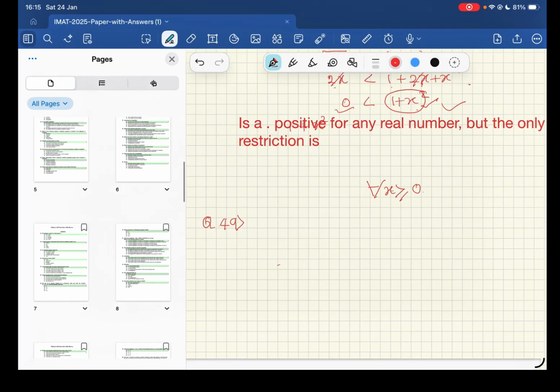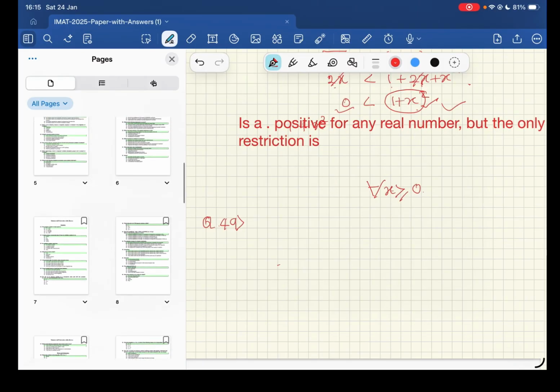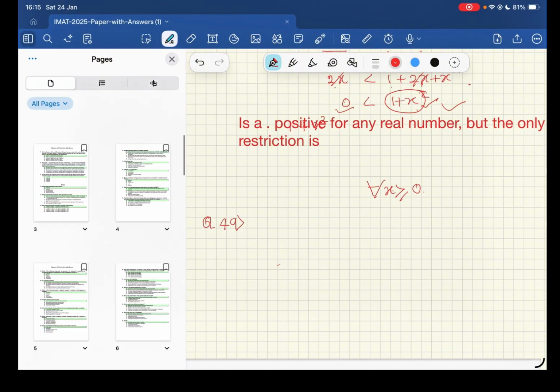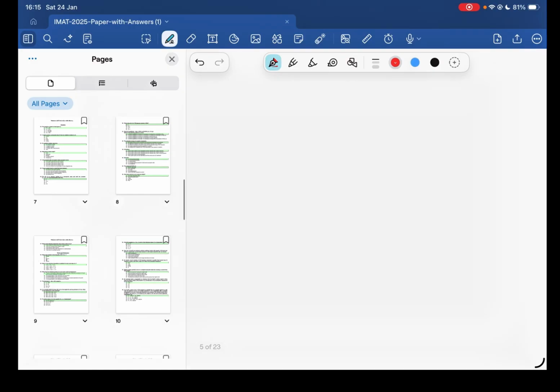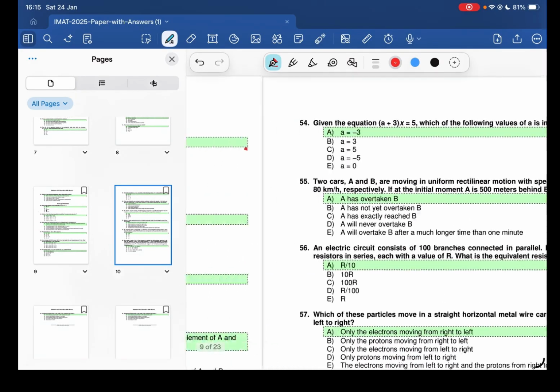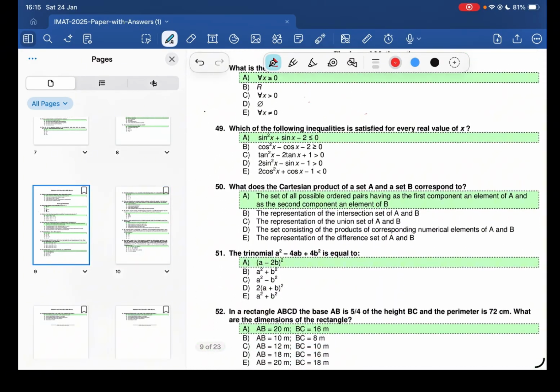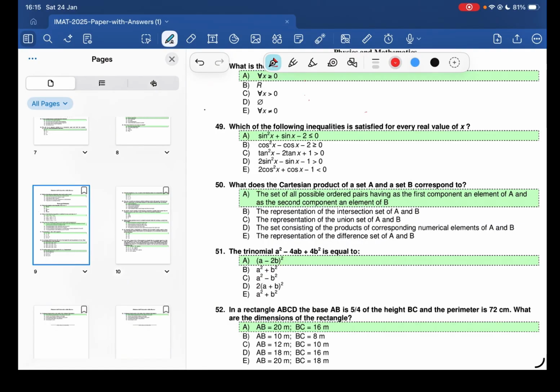Now let's move to the second question. Which of the following inequalities is satisfied for every real value of x? Which of the following inequalities is satisfied for every real value of x? So they are talking about every real value of x.